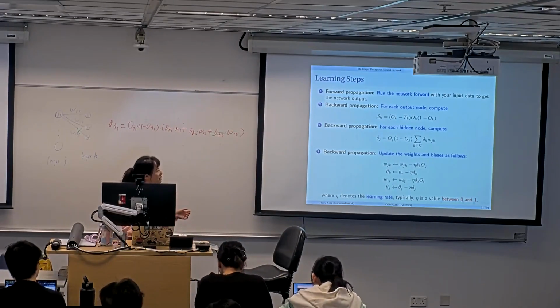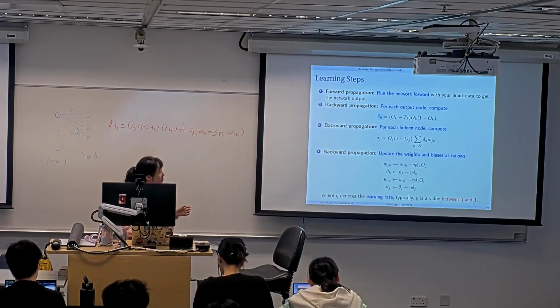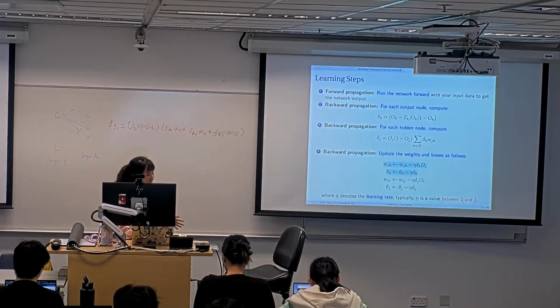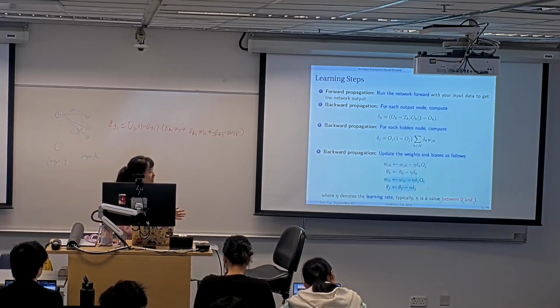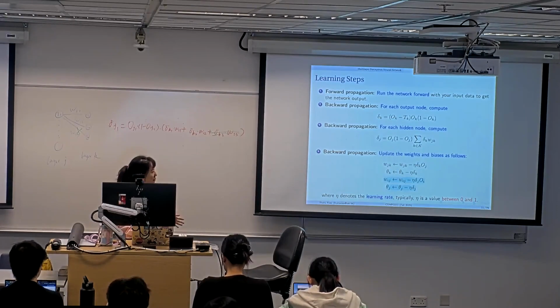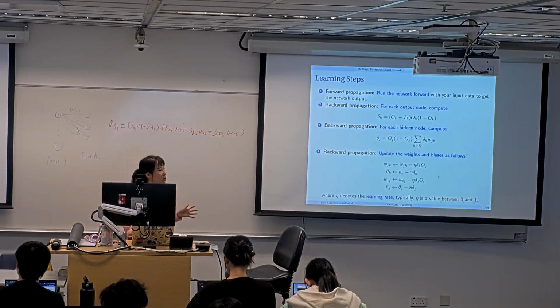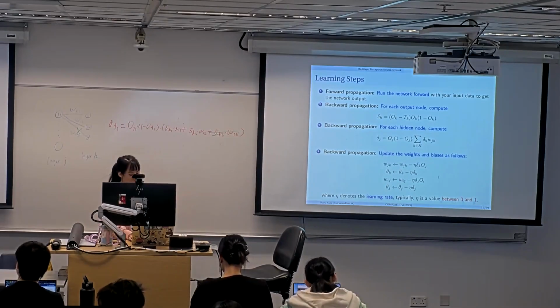By using delta K, we can update the parameters between the hidden and output layer, that's WJK and theta K. And by using delta J, we can update the parameters between the input and hidden layer, that's Wij and theta J. And eta denotes the learning rate. Typically, eta is a value between 0 and 1, a small positive value. So this is the whole learning process for an MLP.